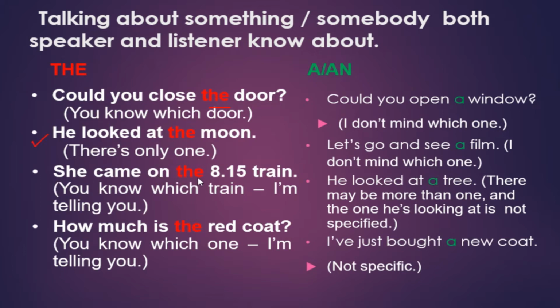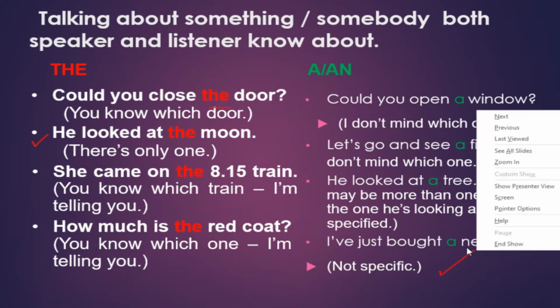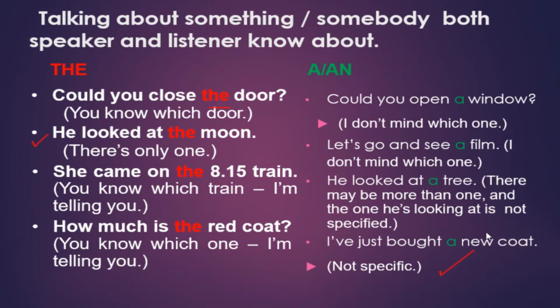She came on the 8:15 train. That means you know which train I'm telling about. He looked at a tree, but here a tree means not a specific tree. There may be more than one. Now the last example: how much is the red coat? You know which one I meant. I'm telling about that one. And if I say I have bought a new coat, in this case it is not specific.